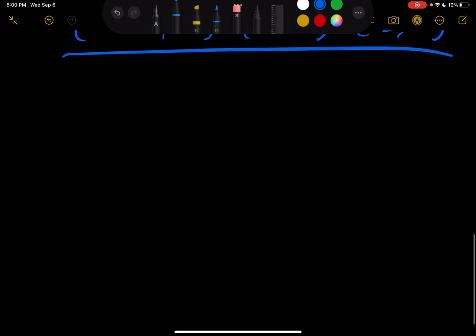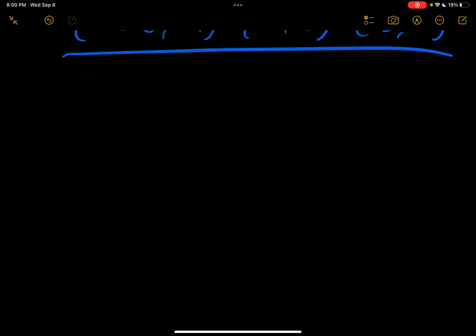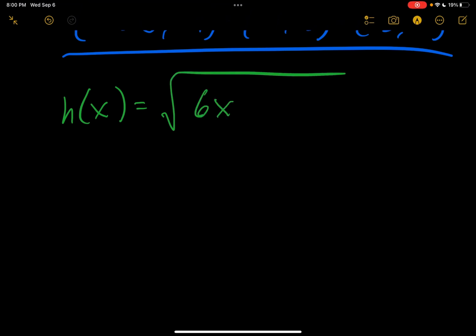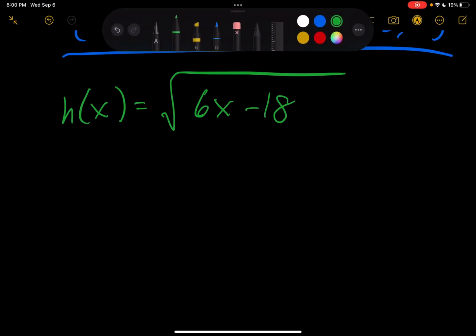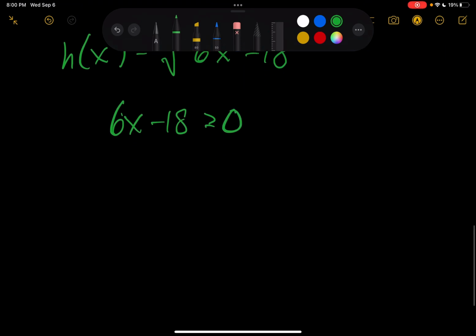Okay, now let's go ahead. Let's do a radical function. So let's say I have this function. H of x equals the square root of 6x minus 18. So we know, again, that when I have a square root, it has to be positive or has to be 0. So I'm going to go ahead and set 6x minus 18 greater than or equal to 0. And now we're just going to go ahead and solve that inequality. So that gets me 6x is greater than or equal to 18, and then x has to be greater than or equal to 3.